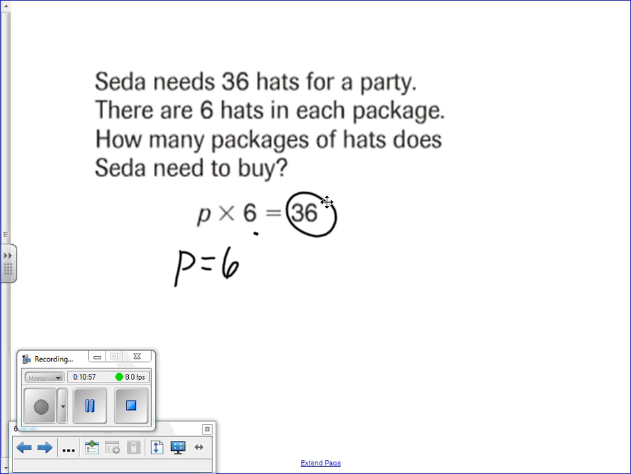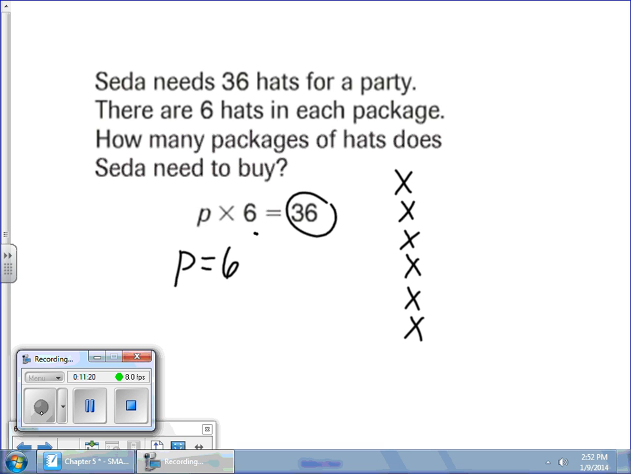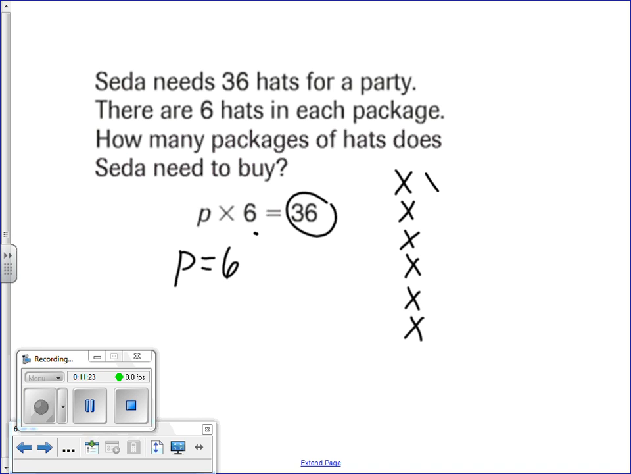And you could either skip count or make an array. So let me demonstrate making an array for this one. So if I have my product is 36 and my one known factor is 6, I'm going to set up 6 rows. And then I'm going to see how many I have to put in each row to make 36. I've made 6. How many do I have now in my array? I have 6 rows of 2.